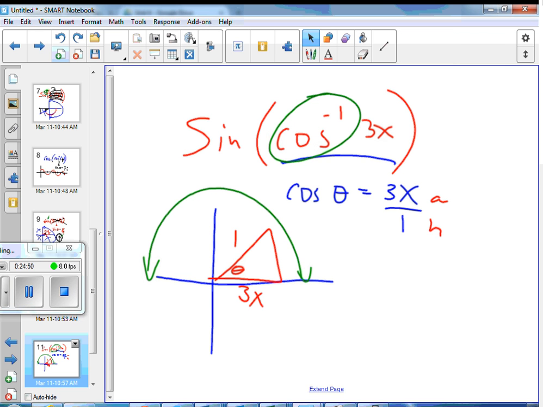Square root of, because it's a right triangle, right? Square root of 1 squared and 3x squared. 1 squared is 1. 3x squared would be 9x squared. Yep. So now I have a 1 and a 9x squared. Should I add them or subtract them? Subtract them. And which one's bigger? The 1 is bigger because it's the hypotenuse, right? 1 minus 3x quantity squared means 9x squared. That other side, it's got to be 1 minus 9x squared.